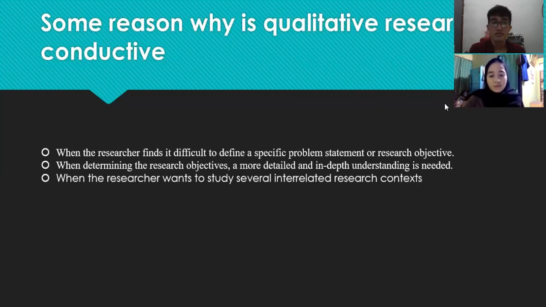And then, when a researcher wishes to investigate numerous interconnected research contexts, qualitative research is critical to maintaining the independence of the study results. It is possible that conducting quantitative research will lead to the conclusion that factors dependent on the variable cannot be studied. Meanwhile, the statistical dependency test is ignored when conducting qualitative research when a more modern approach is required.